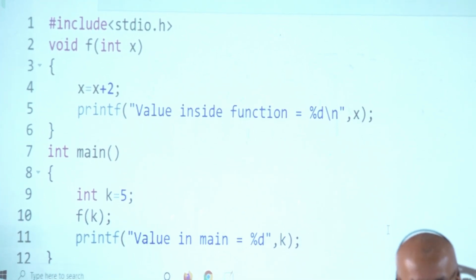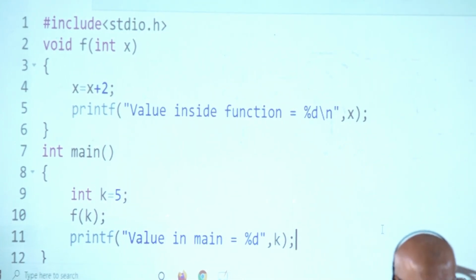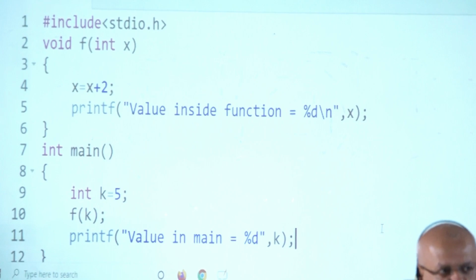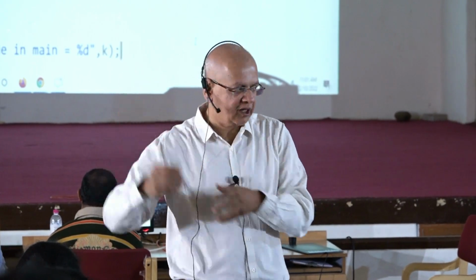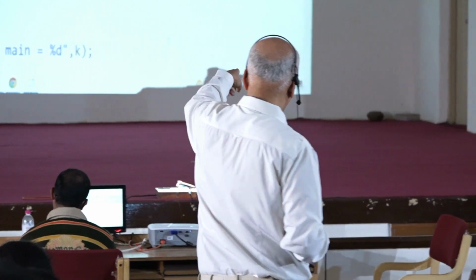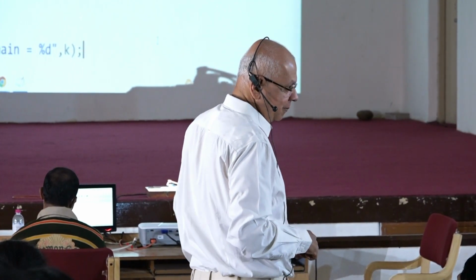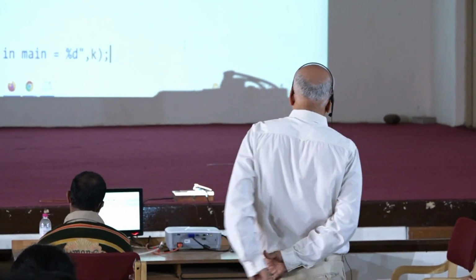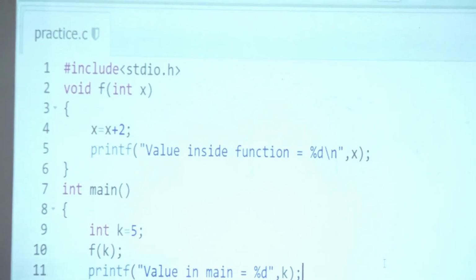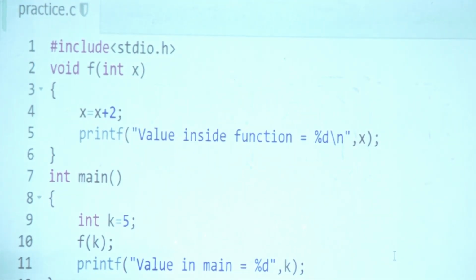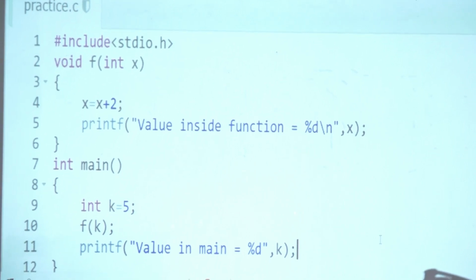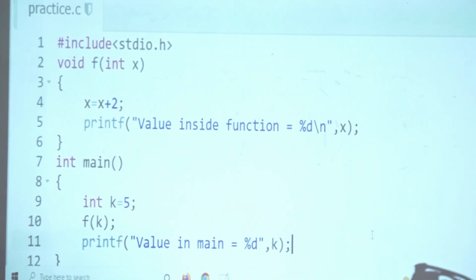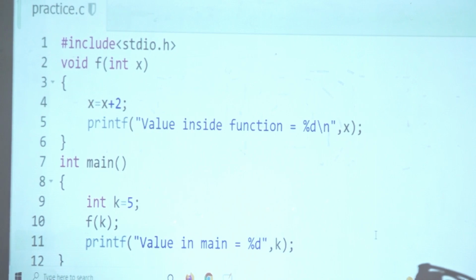Function picks up the value, that is called popping the value from the stack. Function gets what? 5. It does x is equal to 5 plus 2. X is 5, so it adds 2. So now it prints 7. So what will I get on line 5 is 7. Everybody agrees? What will I get on line 11? Will I get 7 or 5?